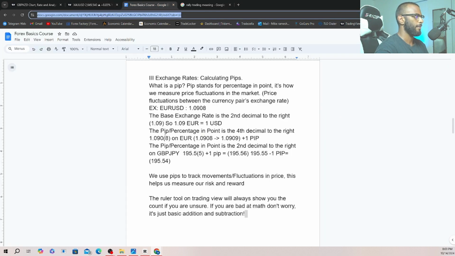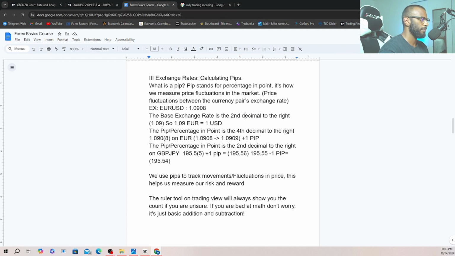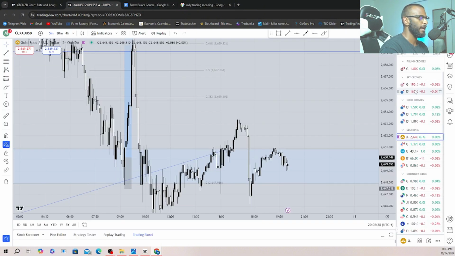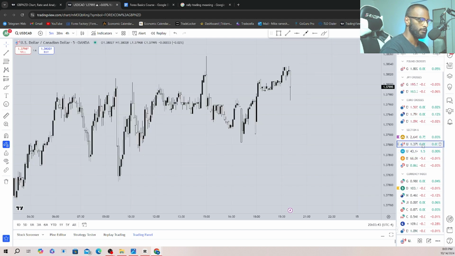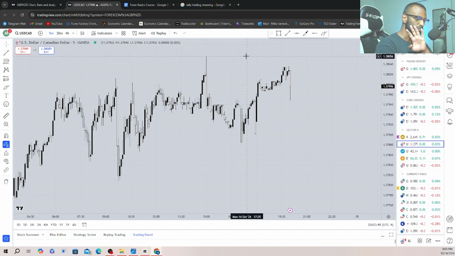Okay, and I forgot to mention this. The exchange rate is the second decimal place to the right for all major currencies that are not the yen. So the base exchange rate is the second decimal place to the right for, let me give you an example, USD CAD. It's going to be the 4th decimal place to the right for the pip on anything that's not the yen. And this is when we're just talking about majors and minors, okay? So if you watched the last video, you know what majors and minors are.